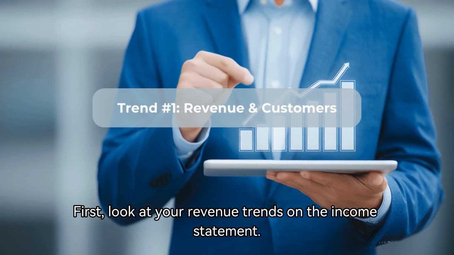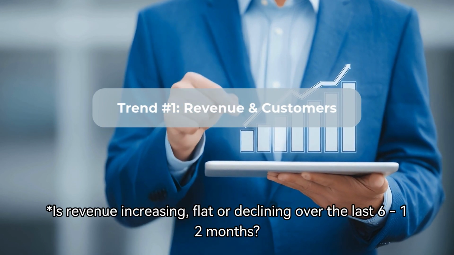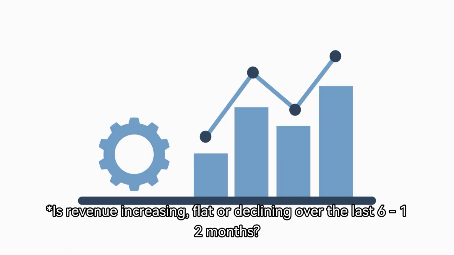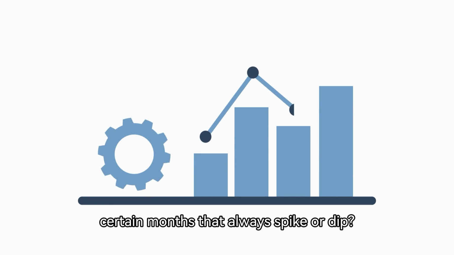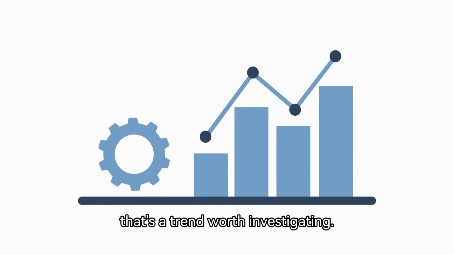First, look at your revenue trends on the income statement. Ask yourself, is revenue increasing, flat, or declining over the last 6 to 12 months? Are there seasonal patterns, certain months that always spike or dip? If revenue is growing but profits aren't, that's a trend worth investigating.